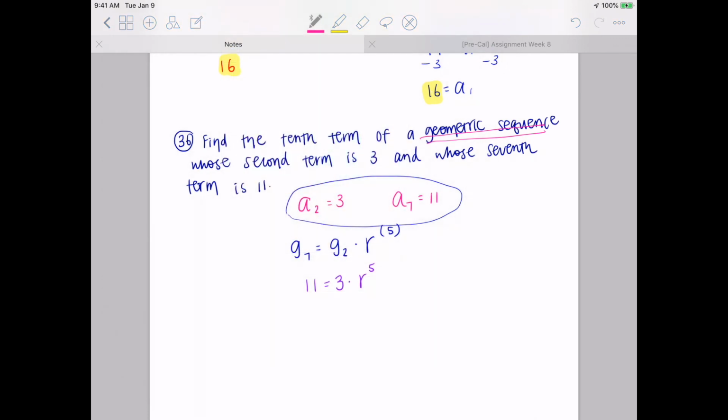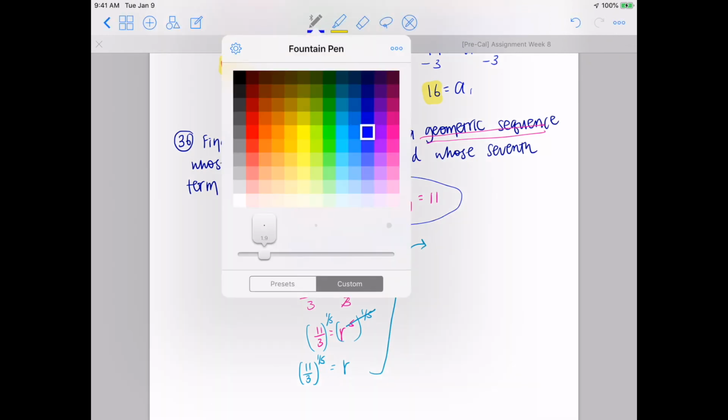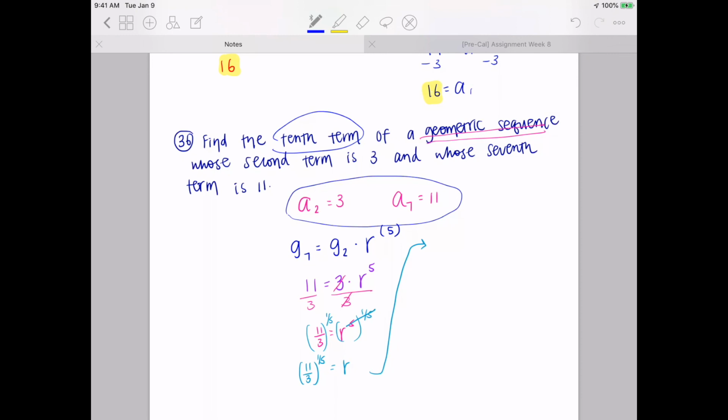Divide both sides by 3. We have 11 over 3 equals r to the 5th power. Multiply both sides, raise it to the 1/5. So this goes away, r equals 11 over 3 to the 1/5. That's actually the ratio, okay? We're not done yet. We had to find out the 10th term, because they're asking for the 10th term. So g sub 10 equals, the closest number that we know to 10, oops, sorry, this is g sub 7.